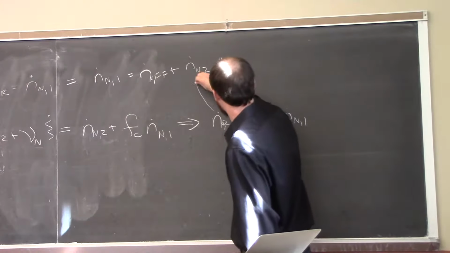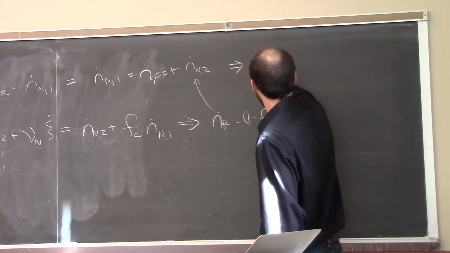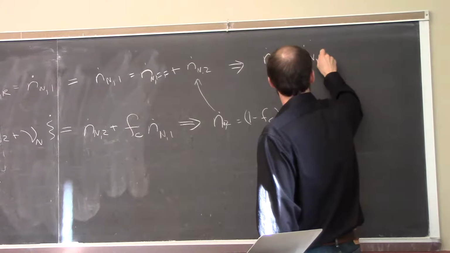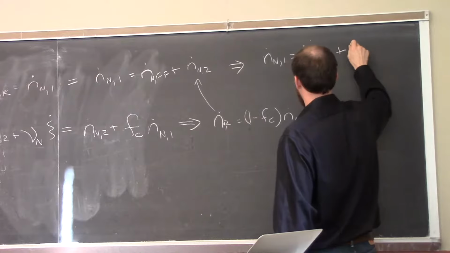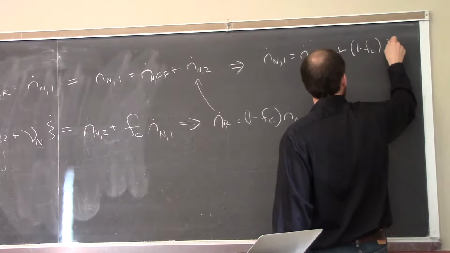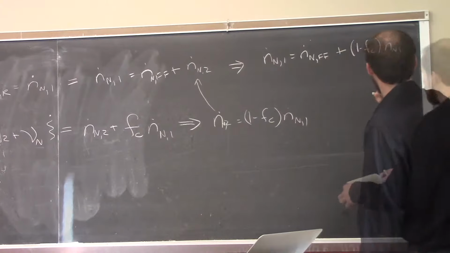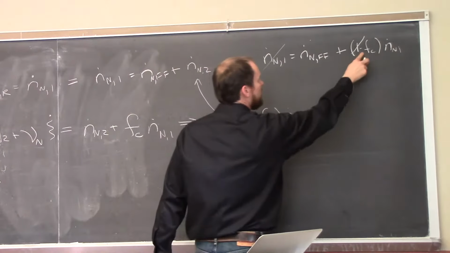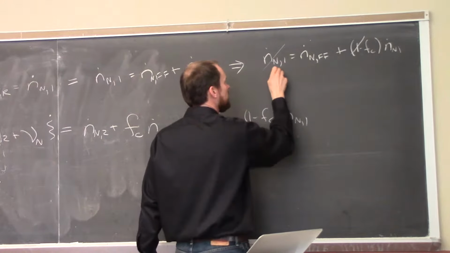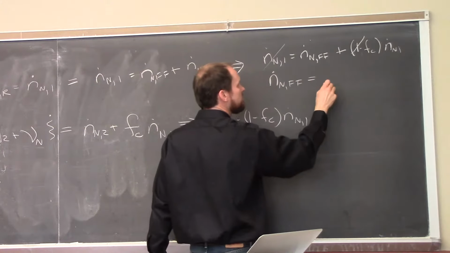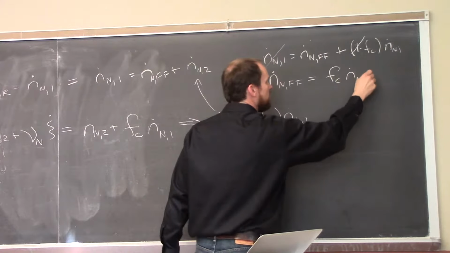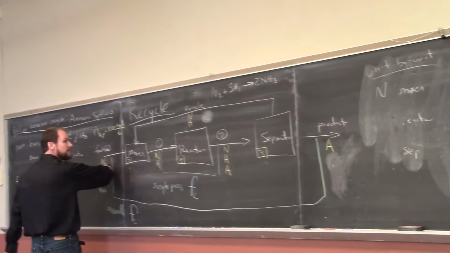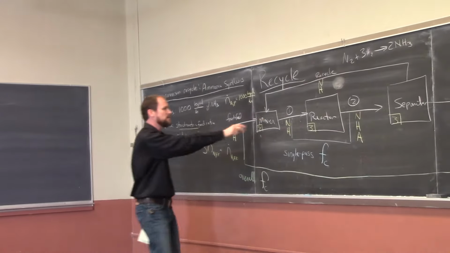So now I've got N2, I can plug that in there. Now I can get N dot N1 equals N dot fresh feed plus 1 minus FC times N dot N1. Then N dot N1 goes away, right? That's a minus, so N dot fresh feed equals FC times N dot N1. So the fresh feed is equal to the fractional conversion times what goes into the reactor.